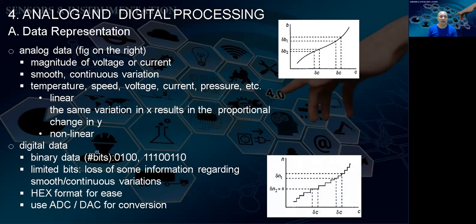And also the second one is digital data, which is about binary data, and we study this in our discrete mathematics, Boolean algebra, binary data, 0, 1, 0, 0, and so on. Of course, there are limited bits. Because we have a maximum number of bits, we lose some information regarding smooth and continuous variation.